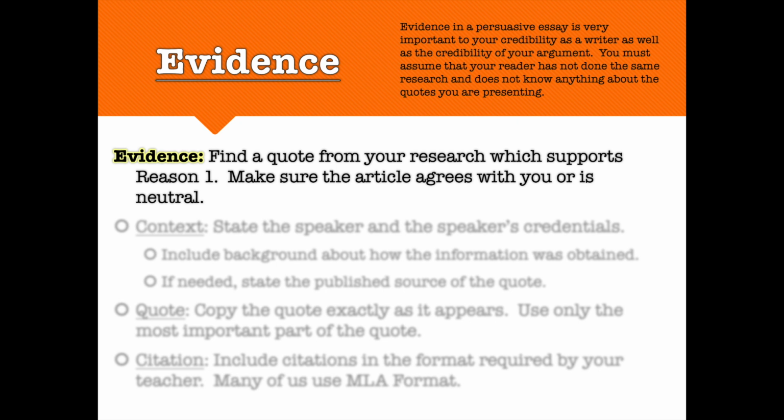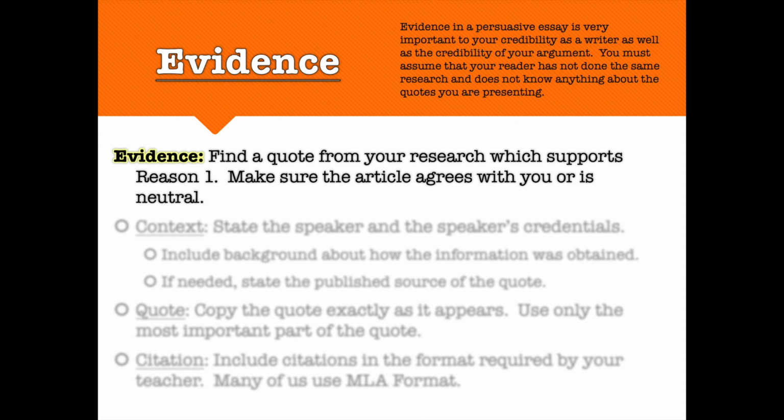Make sure that when you choose your quote, your quote comes from either a neutral article or an article that agrees with you. If you pull a quote for your side of the argument, but you're pulling it from an article that disagrees with you, and then your reader decides, well, I want to go check out where that quote came from, you're actually sending them down the path to a paper that disagrees with you. It also makes it seem as though maybe you couldn't find anything that actually did agree with you.